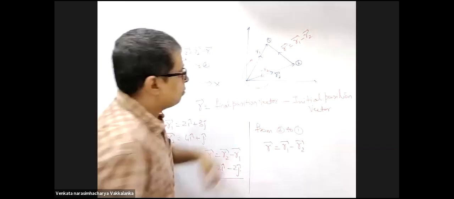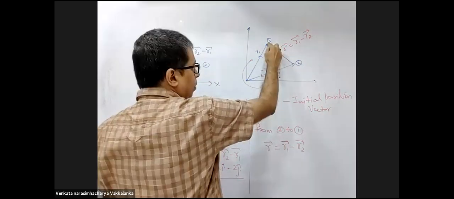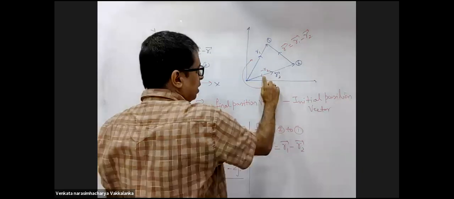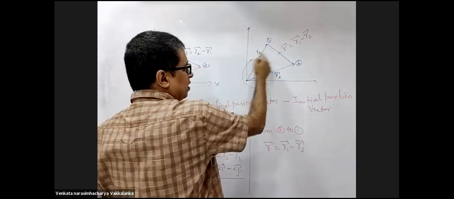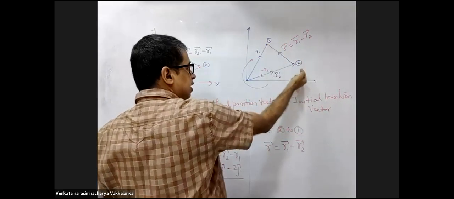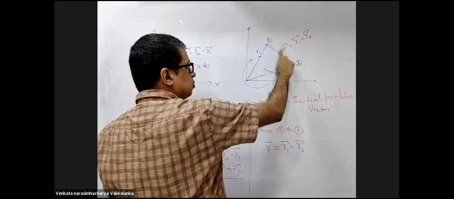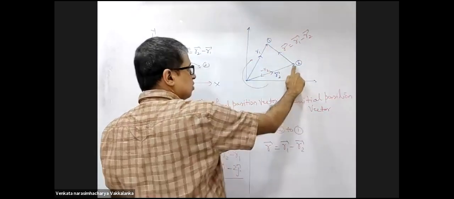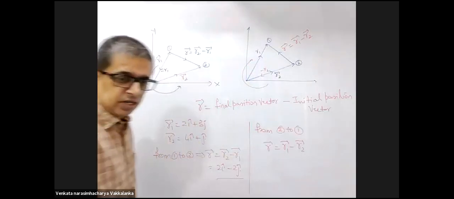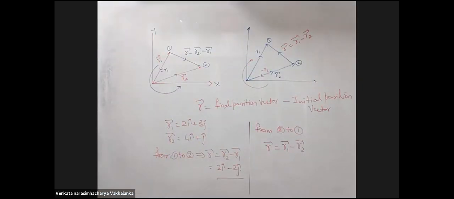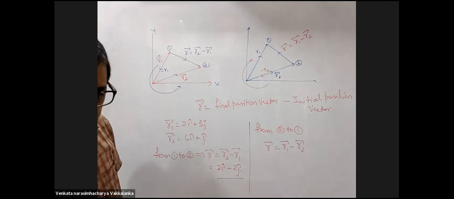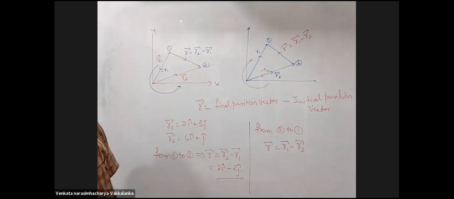Right? Suppose I am going from 2 to 1. That means R1 and minus R2 are two sides of a triangle. The third side of the triangle is taken in the reverse order. So this will be R1 minus R2. Final minus initial coordinates. Always remember, it is final minus initial coordinates.